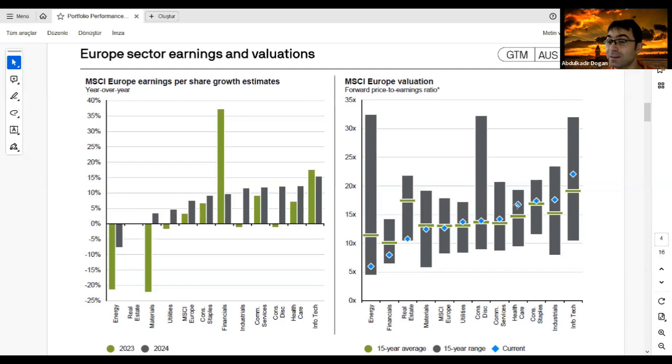But let's look at the healthcare sector. The picture is changing. The price earning ratio currently is around 17, but the average is 14. So the current price earning ratio is higher than the 15-year average. So the healthcare sector in Europe today is expensive. If you take a position, you should wait longer. Okay, you should take a position according to price earning, valuation metrics, and earning per share growth estimates in the stock exchange.